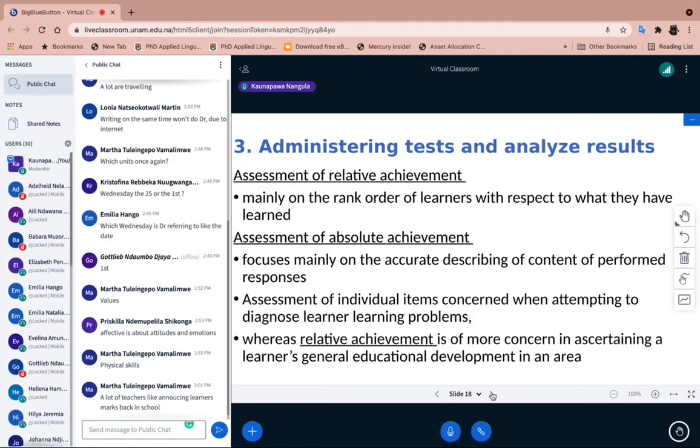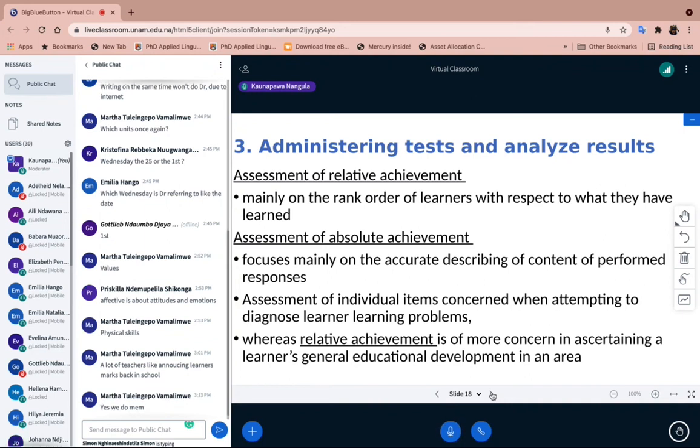Now we are going to look at the assessment of relative achievement and assessment of absolute achievement. When you're talking about relative achievement, this is closely related to norm reference assessment. Do you remember the norm reference assessment? Yes or no? Oh, yes, you do. Okay, Martha does. Simon is still writing, but we'll read his comment soon.